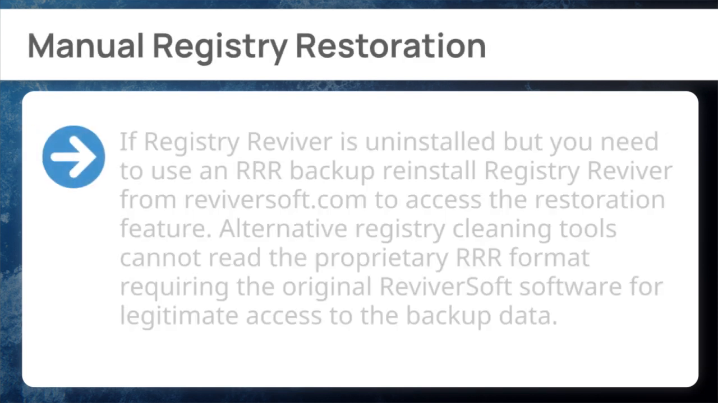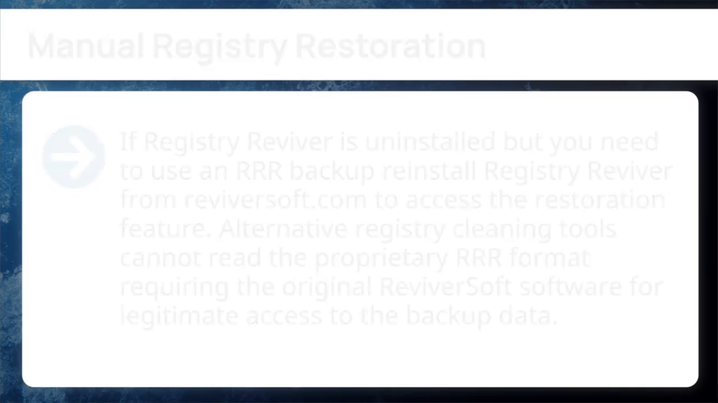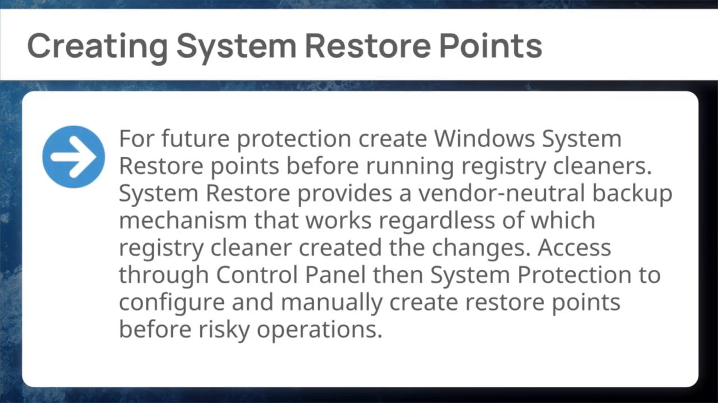Next, manual registry restoration. If Registry Reviver is uninstalled but you need to use an RRR backup, reinstall Registry Reviver from reviversoft.com to access the restoration feature. Alternative registry cleaning tools cannot read the proprietary RRR format, requiring the original ReviverSoft software for legitimate access to the backup data. Finally, creating system restore points.